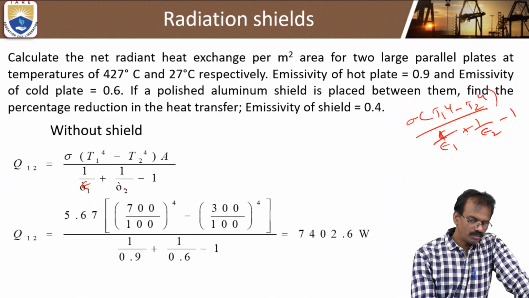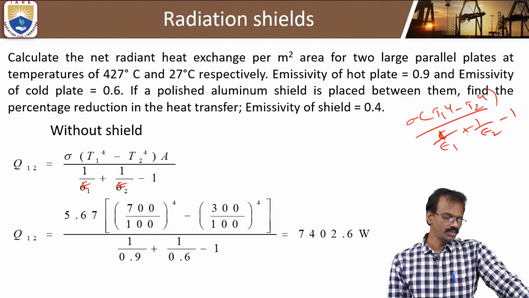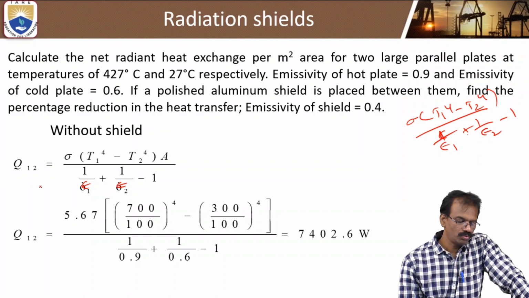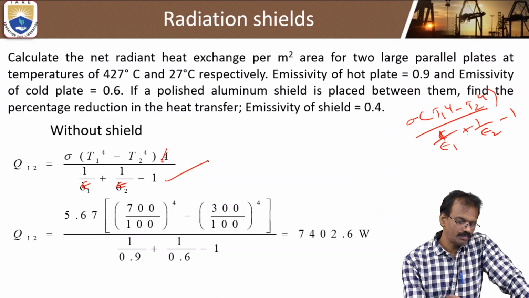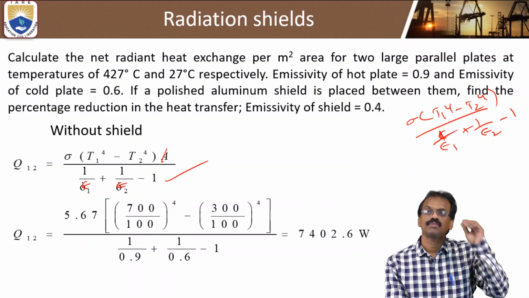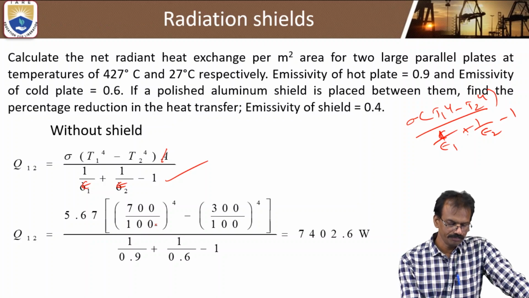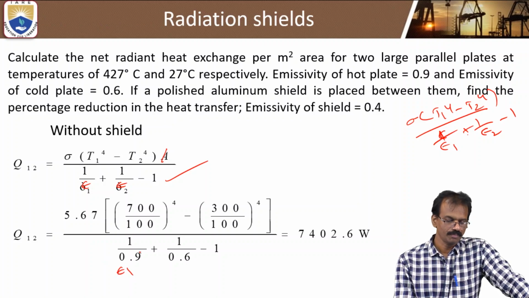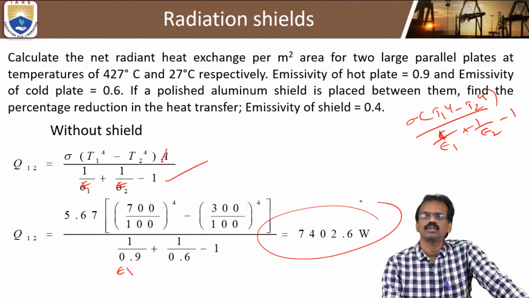If you substitute the values, we will get the rate of heat transfer between two plates without shield. Q1 is equal to sigma into area equal to 1, into T1 to the power 4 minus T2 to the power 4 by 1 by epsilon 1 plus 1 by epsilon 2 minus 1. You know the value of sigma is 5.67 into 10 to the power minus 8. The conversion of 10 to the power minus 8 is like this: 700 by 100 to the power of 4 and 300 by 100 to the power of 4. Epsilon 1 is equal to 0.9 and epsilon 2 is equal to 0.6. So the final value is equal to 7402.6 watts.